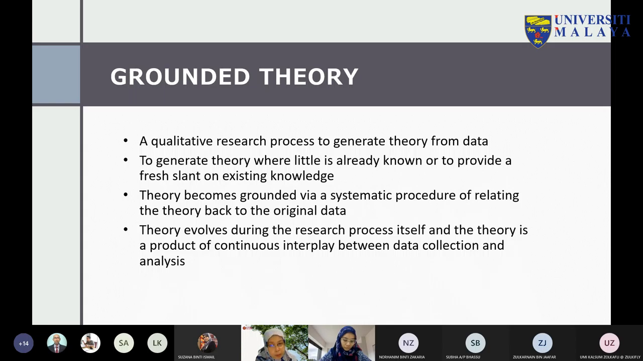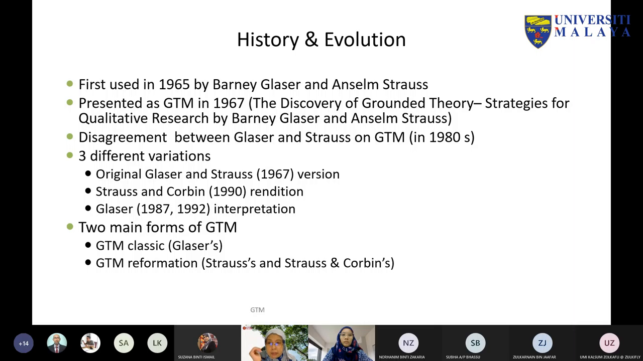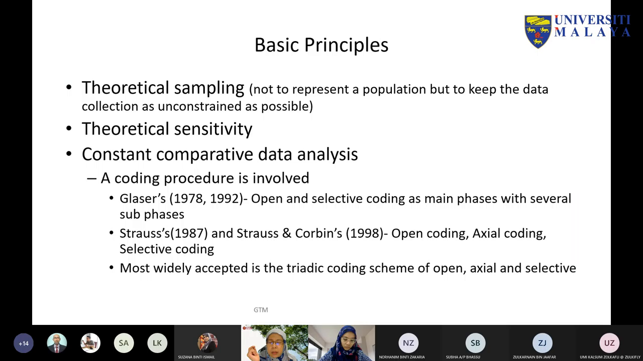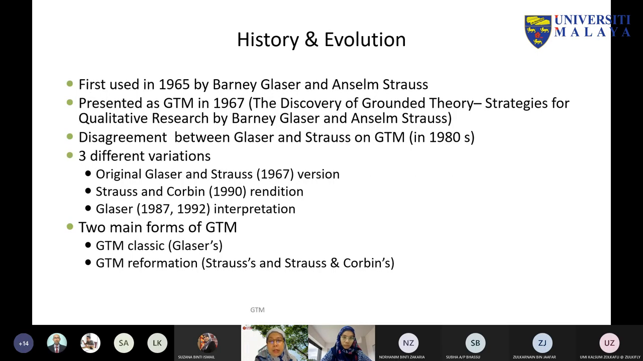To generate theory where little is already known, the theory becomes grounded via systematic procedure, relating the theory back to the original data. So theory evolves during the research process itself, because you explore with qualitative data. Theory is the product of a continuous interplay between data collection and analysis. The systematic procedure under grounded theory is where you need to show and prove how the information is later grounded as a theory.